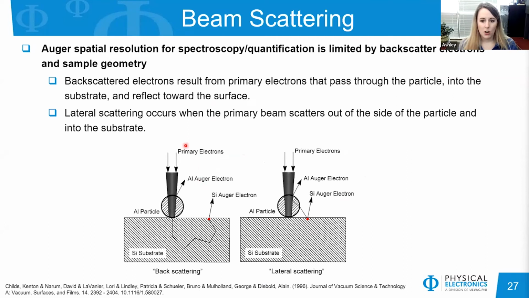When an electron beam hits a particle, there are two scattering paths that can result in the excitation of signal outside of the point of contact of the electron beam. One path is backscattered electrons that result in the primary electrons passing through the particle into the substrate and reflecting back toward the surface. The second is lateral scattering of electrons from the primary beam out of the side of the particle and into the substrate. Both of these scattering paths can allow for the signal from the substrate to contribute to the Auger spectrum, as opposed to only getting signal from the nanoparticles of interest.